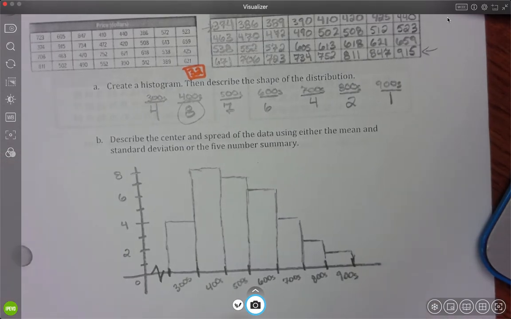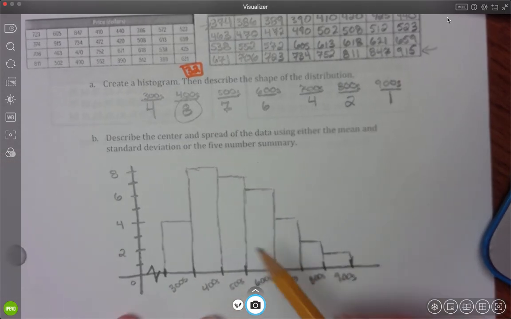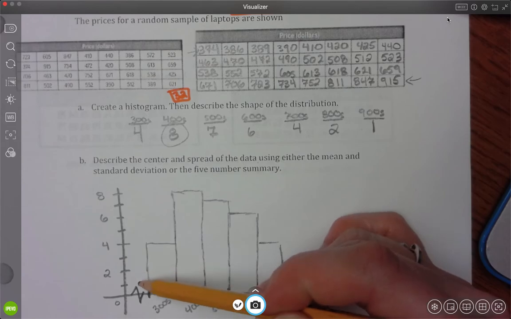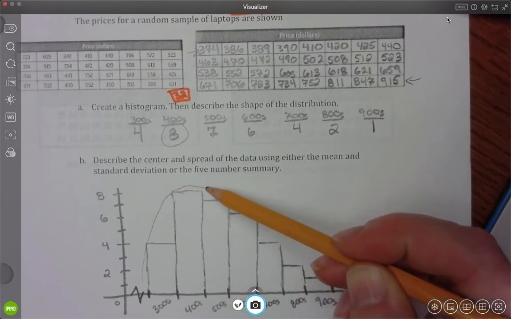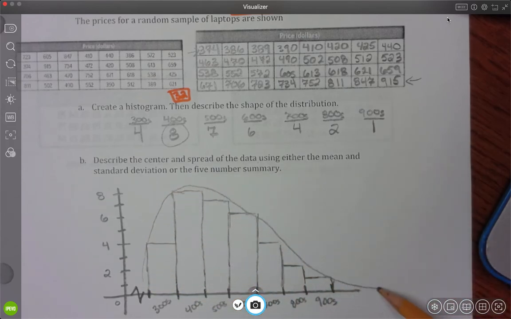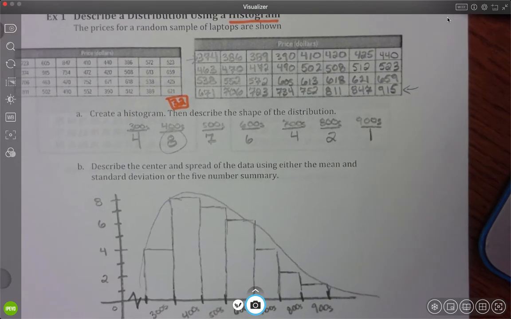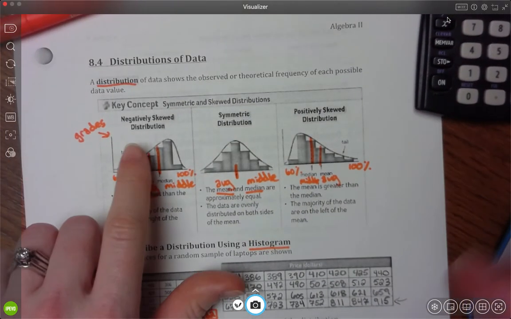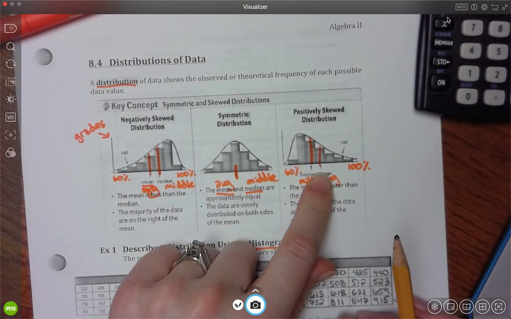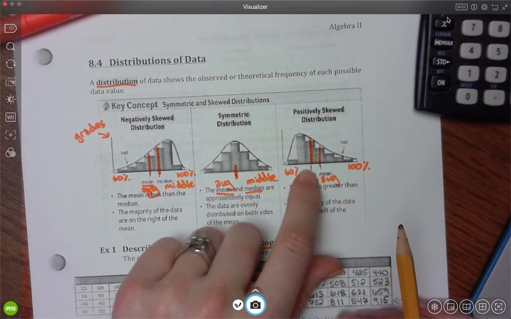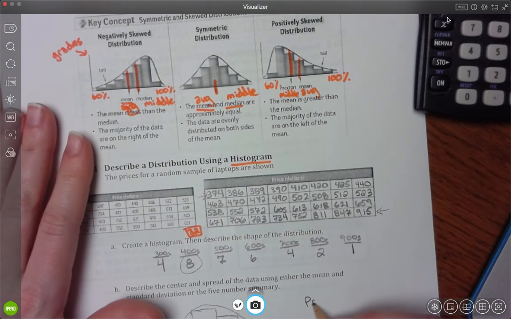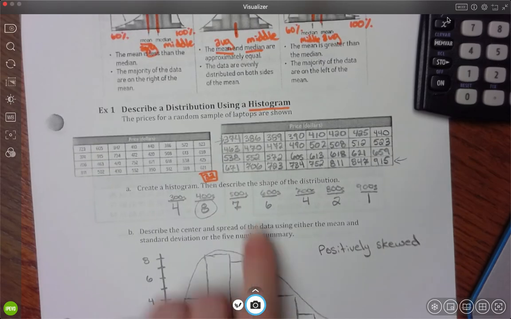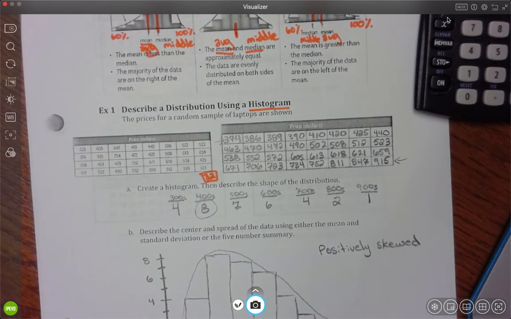Okay, so just looking at this information here, we can see that if I'm looking at this curving, and drawing a little curve to it, we can compare. Do you think that looks negatively skewed, symmetric, or positively skewed? Okay, I'm going to say that it's probably more positively skewed, because most of our data is down in the $300s and $400 range.